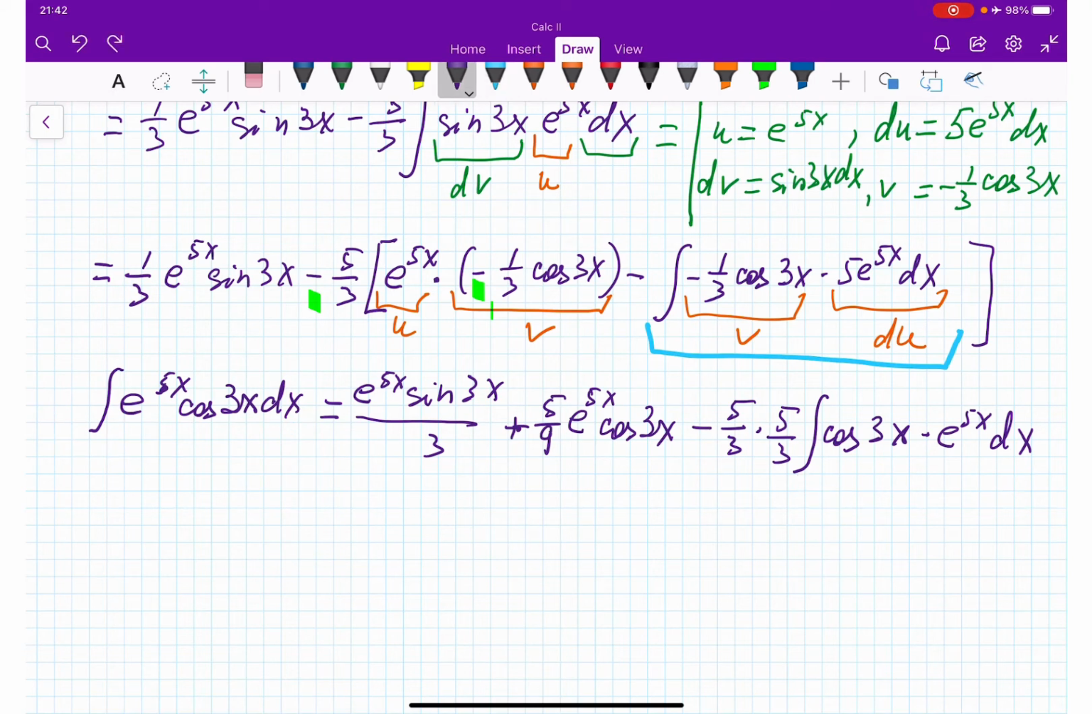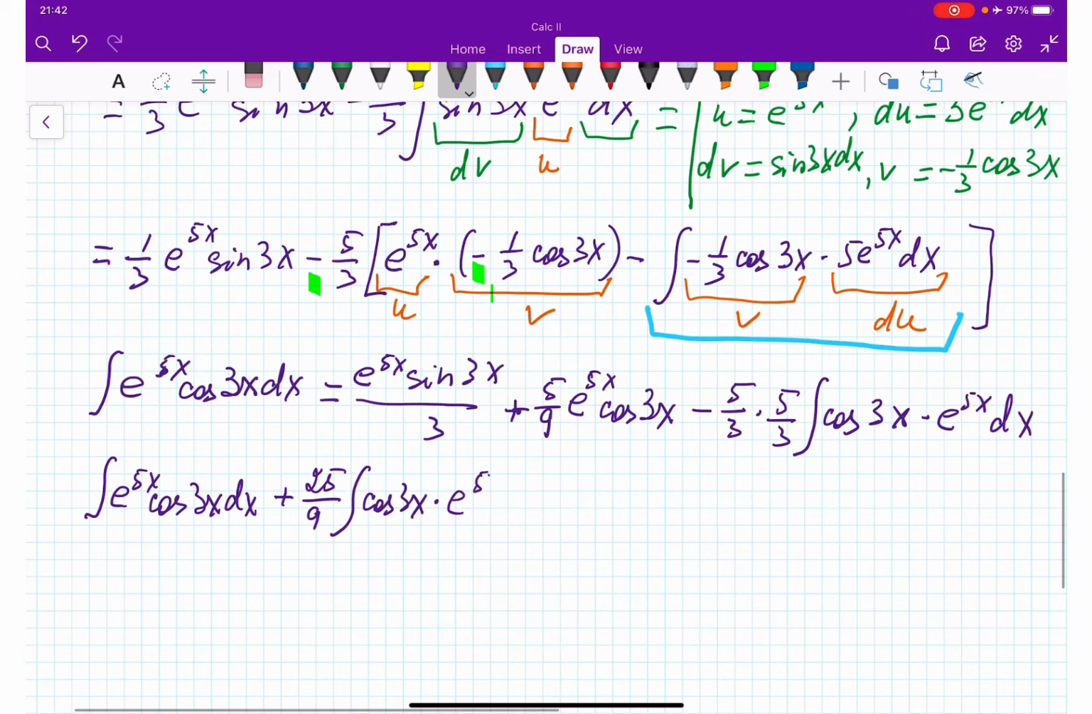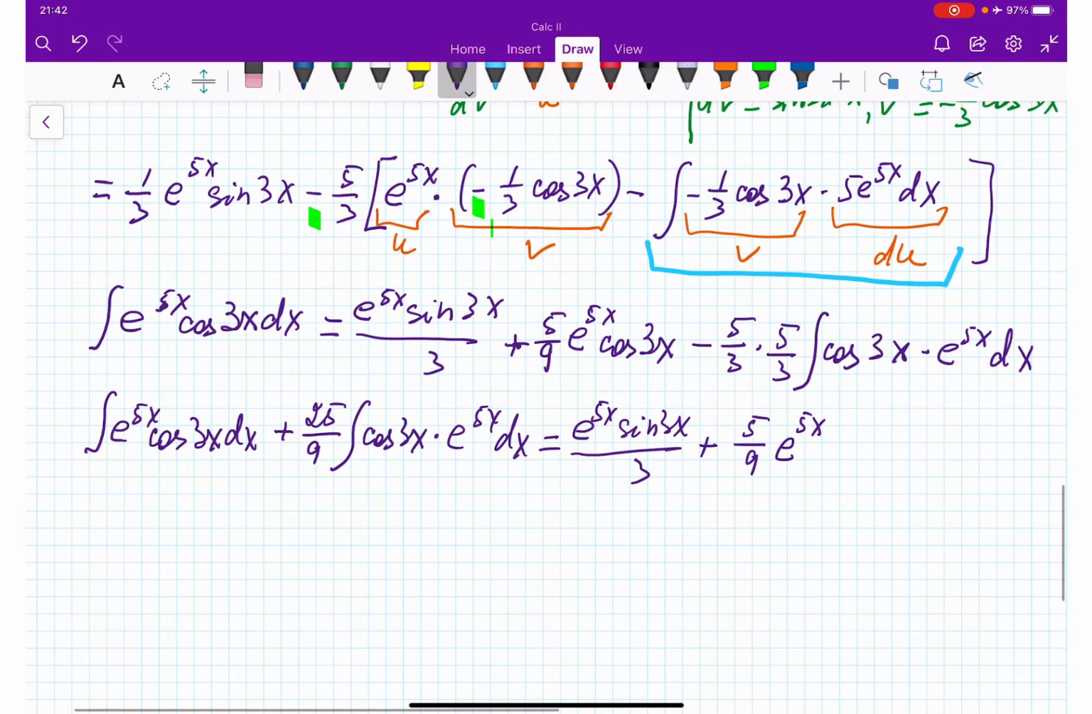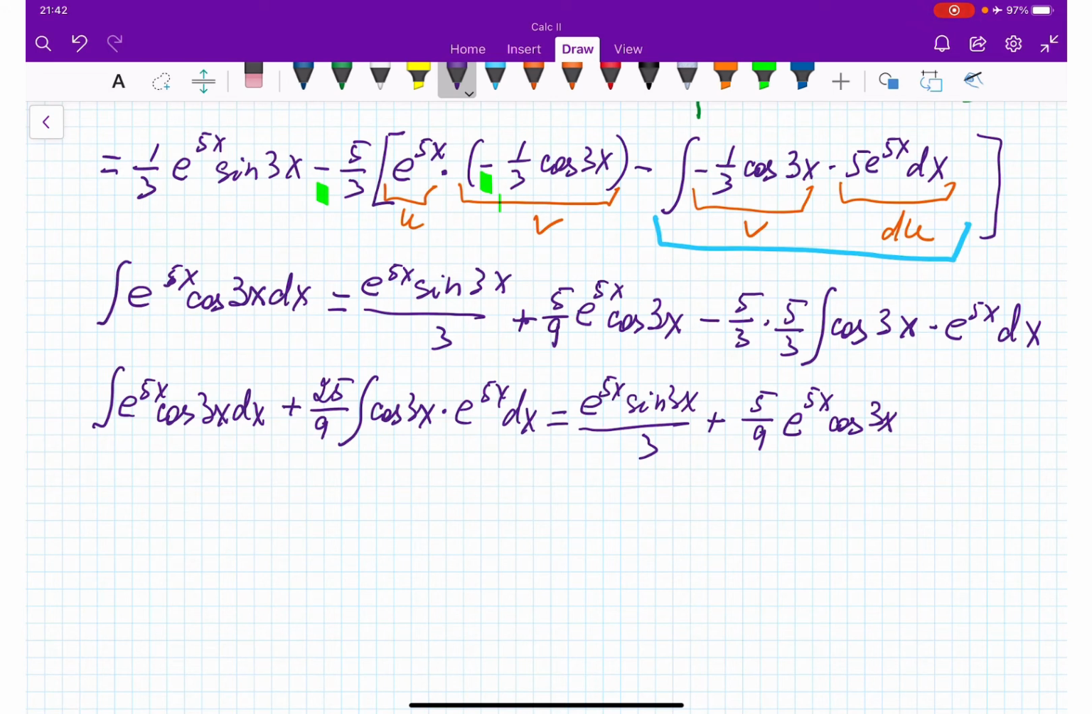And I'm going to get the integral of e to the power 5x cosine 3x dx plus 25 over 9 integral cosine 3x times e to the power 5x dx, and that is equal to e to the power 5x sine 3x over 3 plus 5 over 9 e to the power 5x cosine 3x. Okay, now when we combine, what's going to happen?